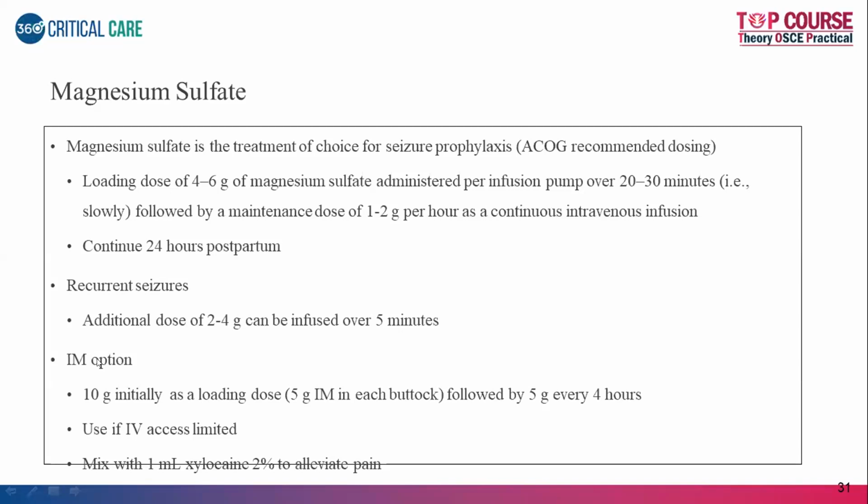You have even the IM options. There are so many regimens. Pritchard regimen: the IM option is 10 gram initially as a loading dose, that is 5 gram IM in each buttock, followed by 5 gram every 4 hours.